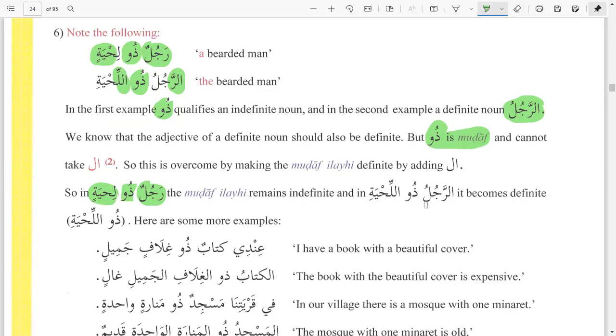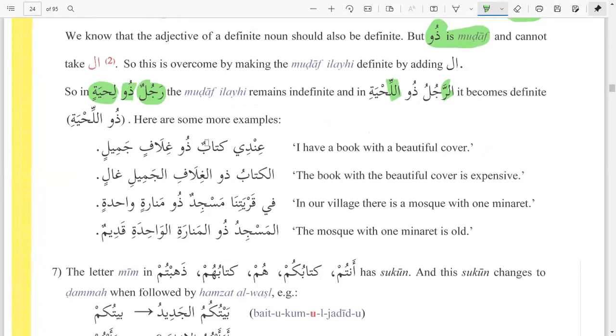In the second example, or rajulu zul lihiyatin, rajulu has alif lam, so zu is definite here. Zu is definite, so we add alif lam to the mudaf ilay. It becomes definite: zul lihiyati. Here are some more examples.